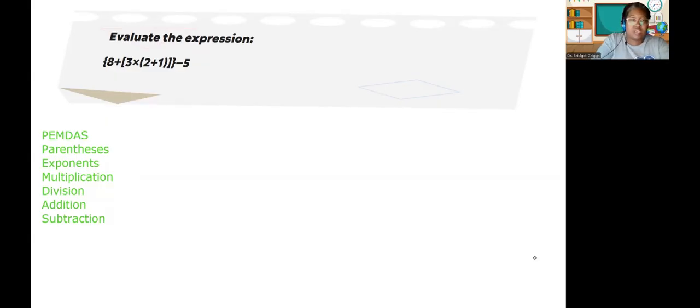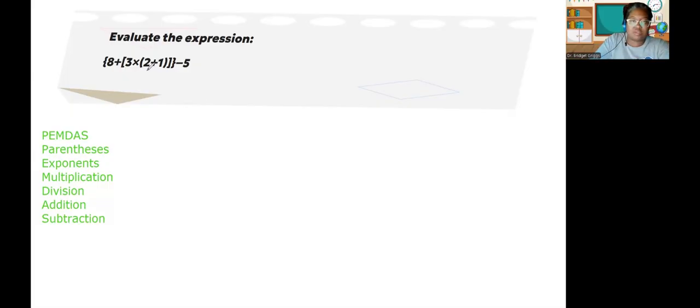Now, again, since we're starting with PEMDAS, we know that we need to start with parentheses first. So let's look at this because it's several layers. We can see these braces here, then we can see the brackets here, and then we can see the parentheses here. So we want to start with the innermost and then work our way out to the outermost through each of those layers of the parentheses, the brackets, and the braces.